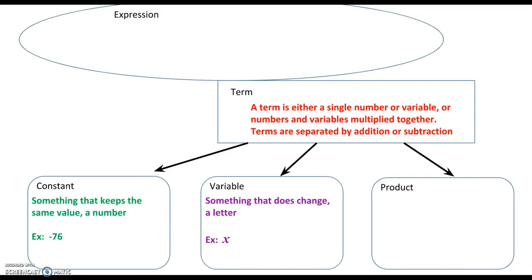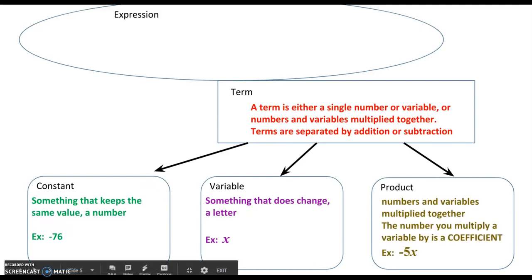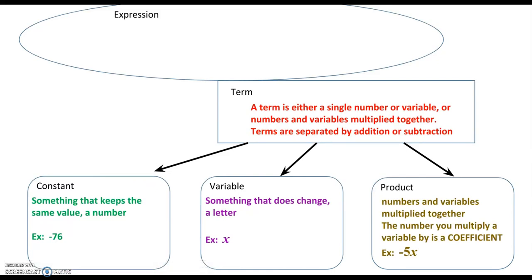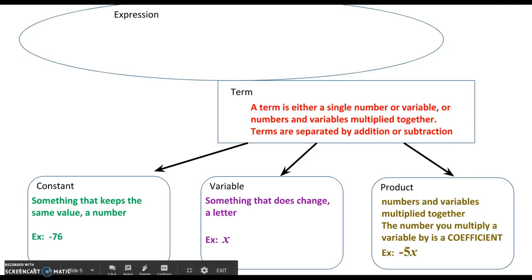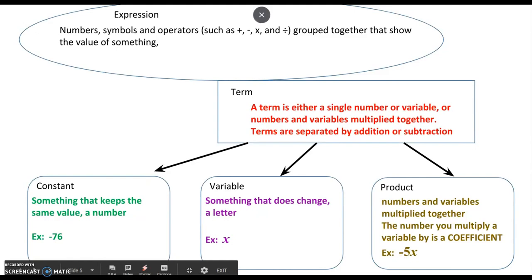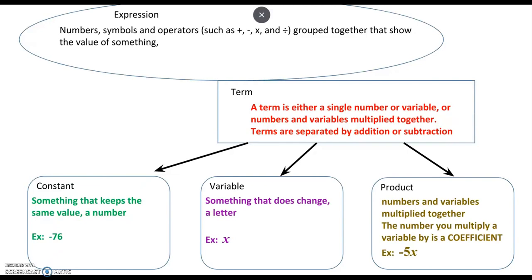So the other thing you need to know is a product. And a product is when you take numbers and variables and they're linked together to make a product. So anytime you have a number next to a variable, that means you're multiplying those two together. The term for the number that sits in front of the variable is called the coefficient. So in this case, this right here would be called the coefficient. So you want to fill in any vocabulary. If you need to pause, go ahead.